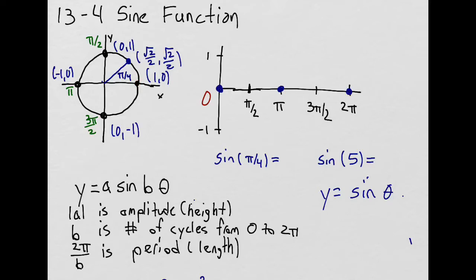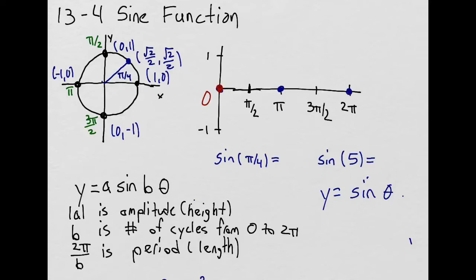And remember, what are the sine values? The sine values are just the y. So if I'm creating a graph here, if I start at 0, what's my y? Well, I'm at the point (1, 0), so I'm starting right at 0. I'm going to put a dot right there.